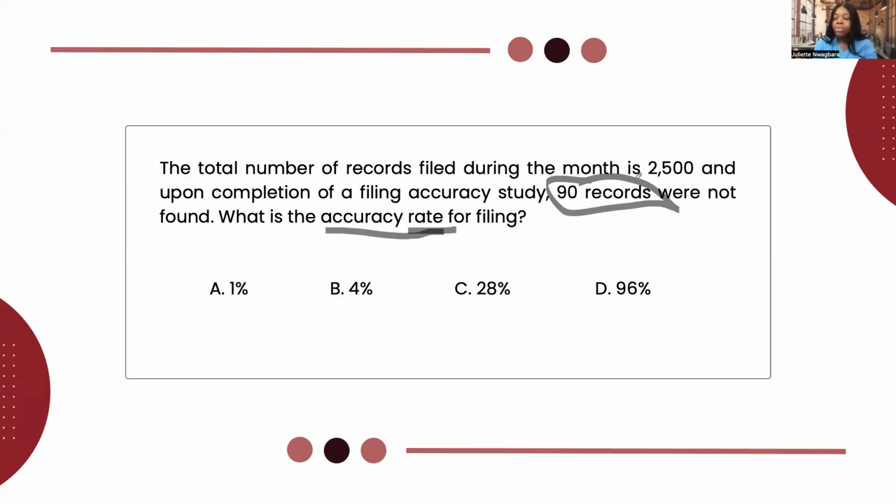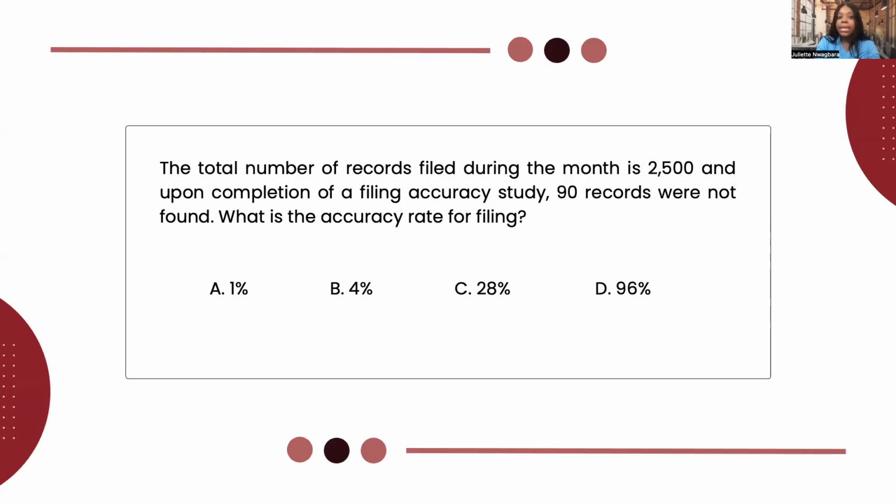So how do we solve this problem? Do I put 90 over 2,500? No, that is not going to give you the accuracy rate, right? Because that's just wrong. You're actually going to be getting a number for the files that were not found, and they're asking for an accuracy rate, right? So that is incorrect.